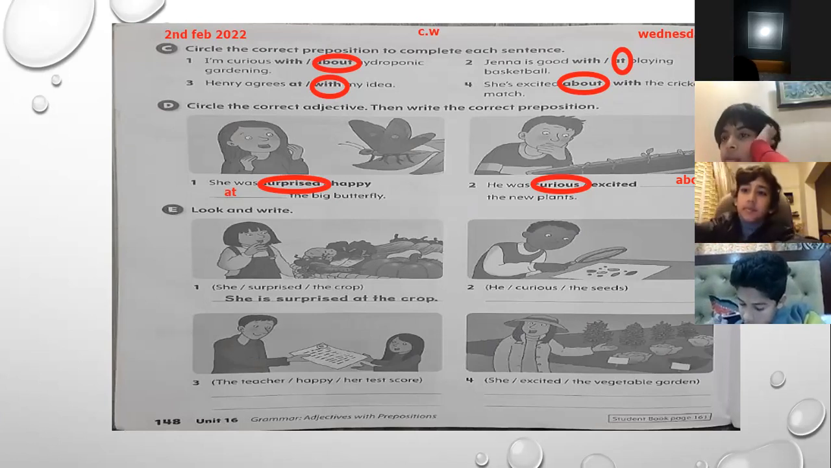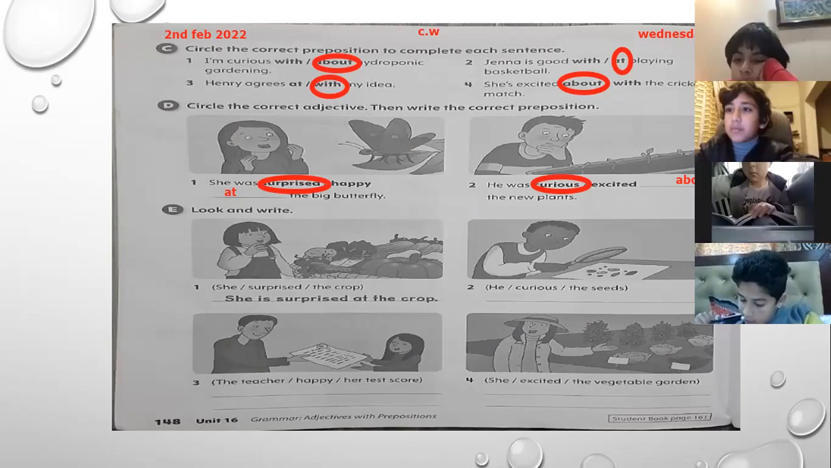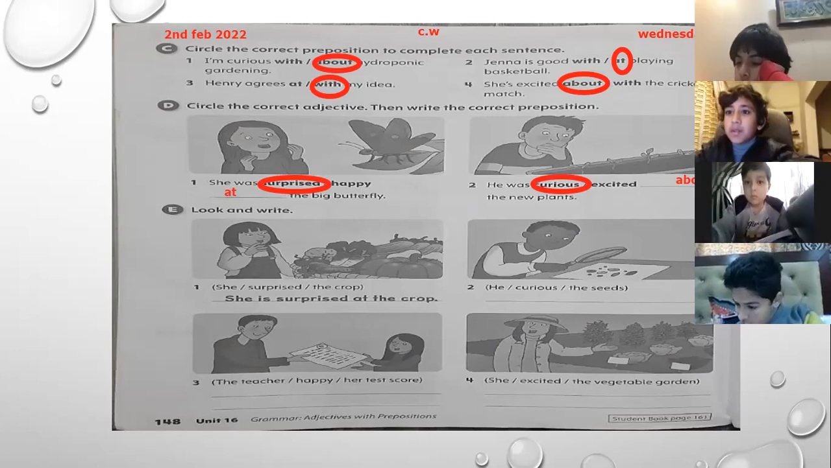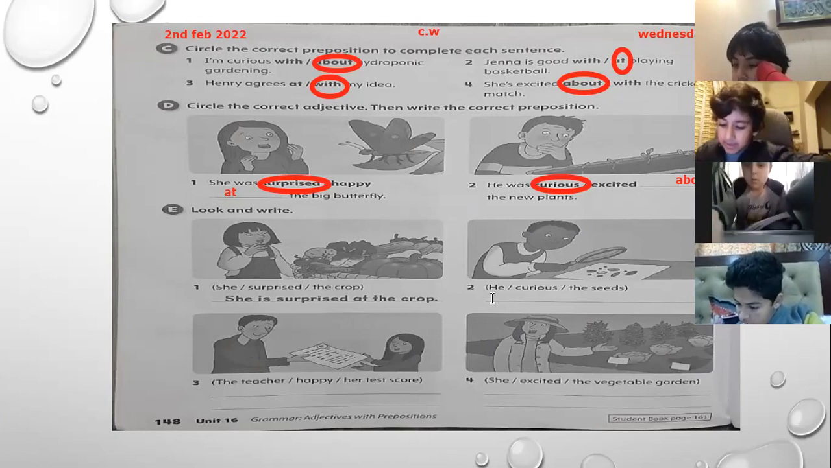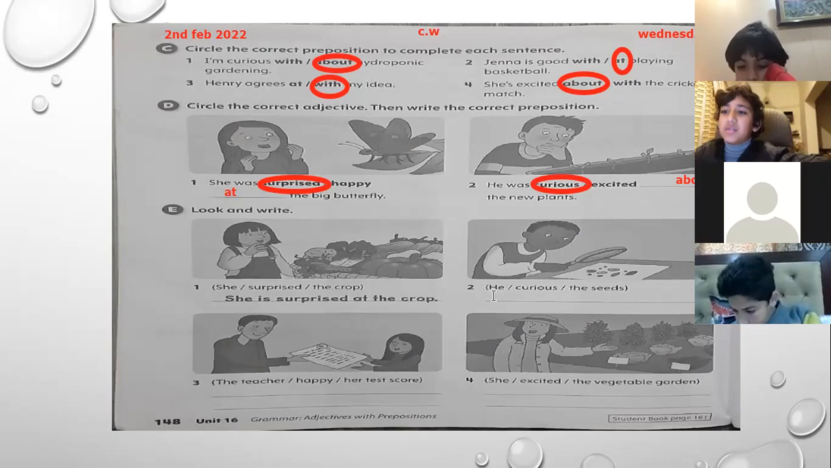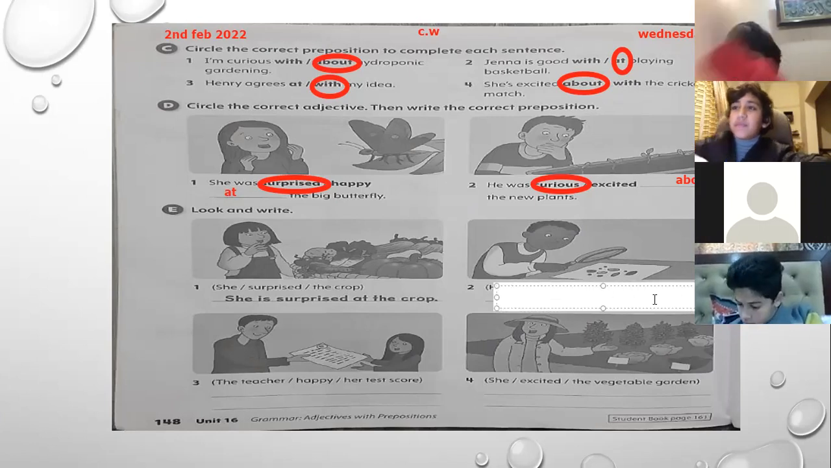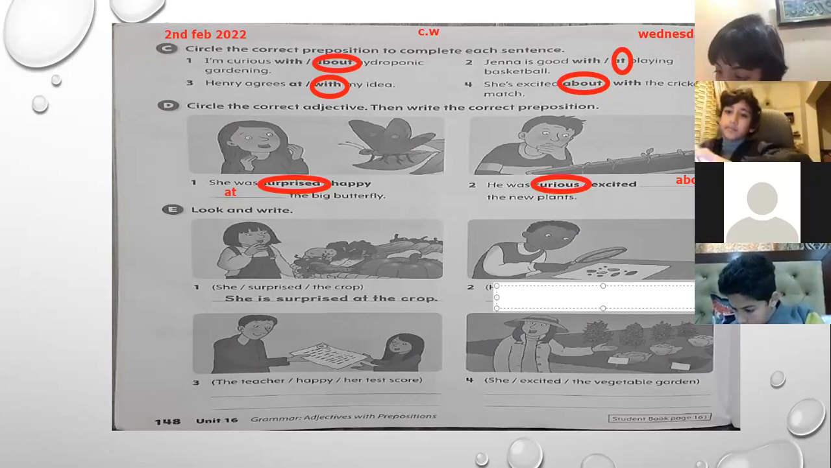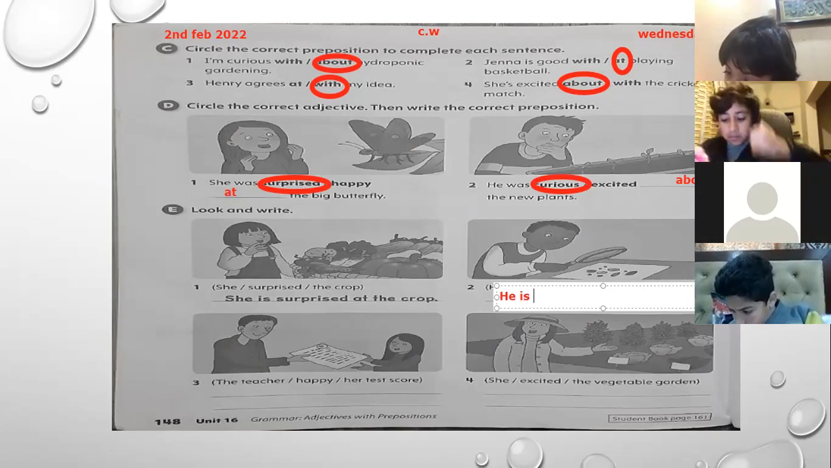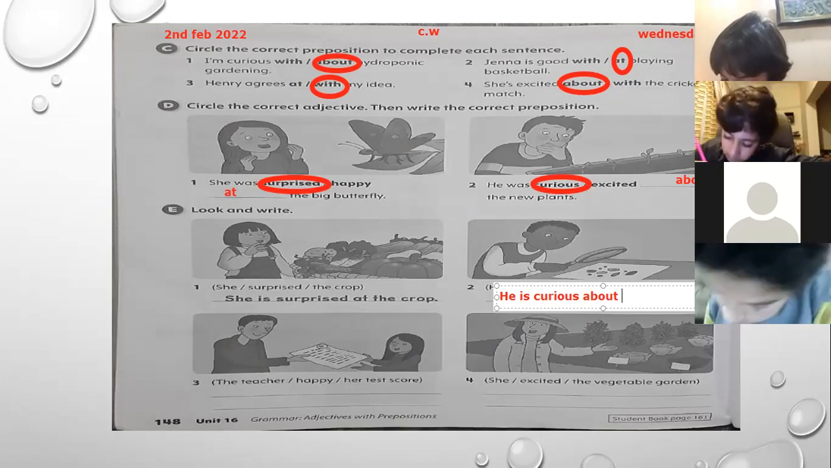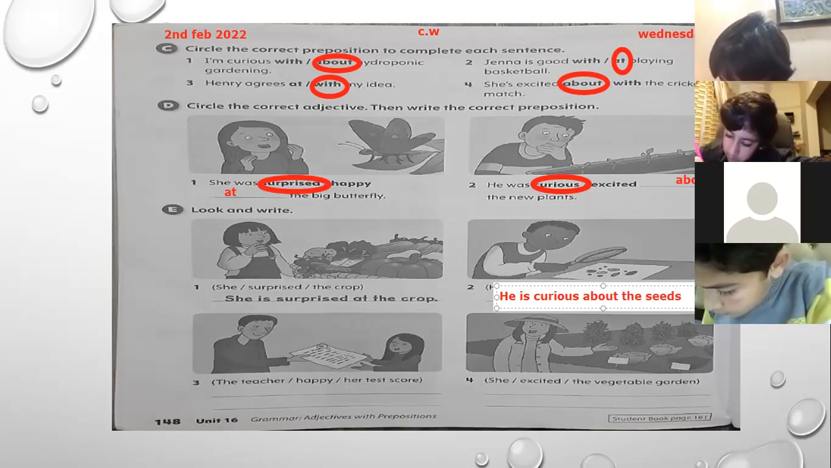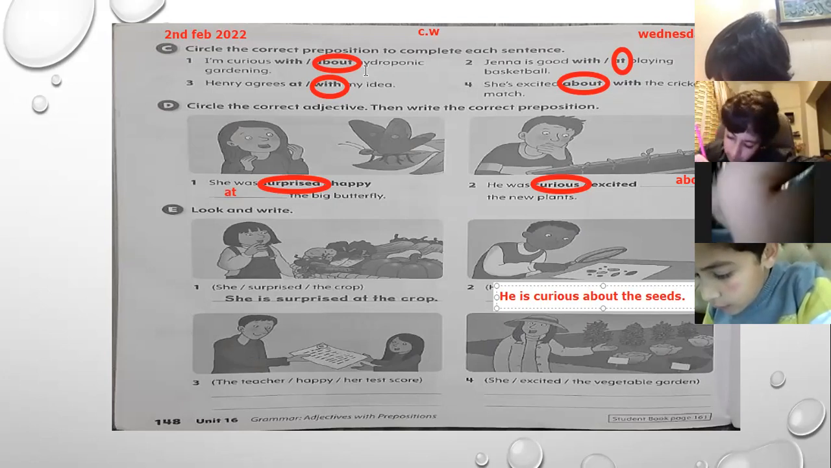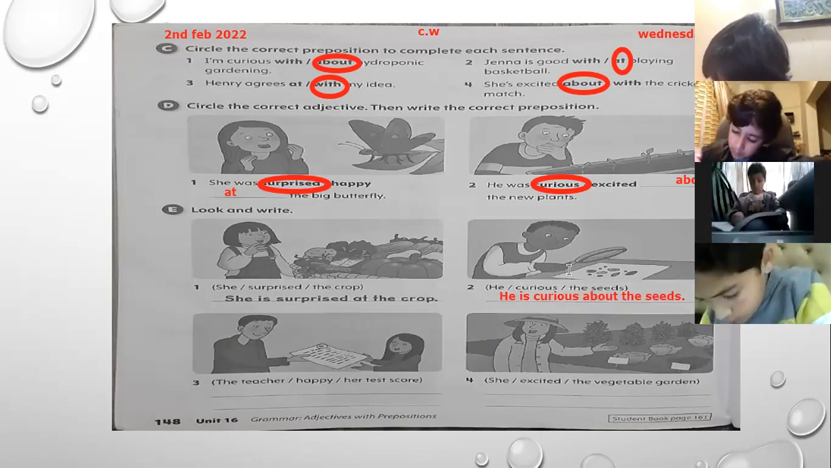He curious the seeds. So what would be the sentence now? He is curious about the seeds. Yes. He is curious about the seeds. Right on, all of you. Okay. He is curious about the seeds.